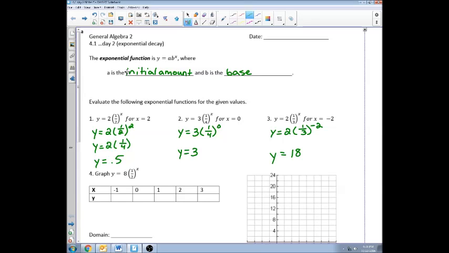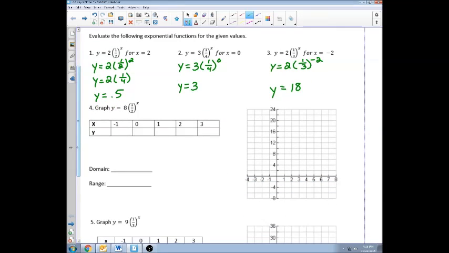All right. That should be pretty much review from what we did in the last note sheet. The only difference is, instead of using whole numbers inside of the parentheses for my base, I have fractions. And that is how I can tell whether it is going to be decay or growth. If I have a fraction inside of my parentheses for my base, then it will be decay. If I have a whole number, then it will be growth.